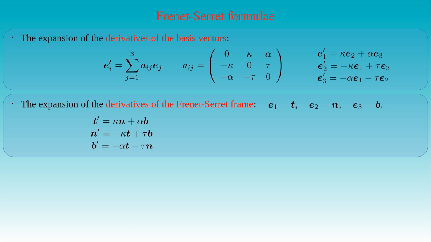the normal n. But we also know that the normal vector n is defined as the normalized derivative of the tangent t. This means that the derivative of the tangent t is equal to its length times the normal vector n. By applying this expression, we can eliminate the derivative of the tangent t from the first equation. Then we see that the function alpha has to vanish, and the function kappa is just the length of the derivative of the tangent t.